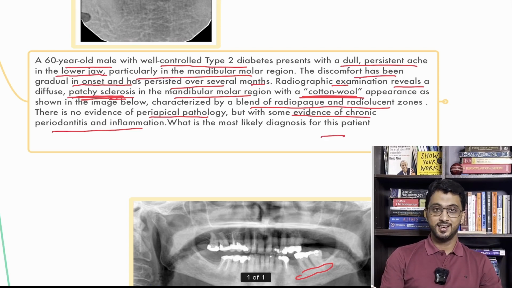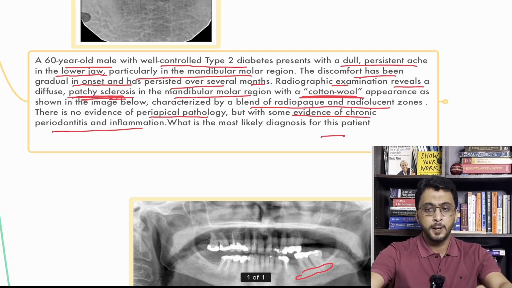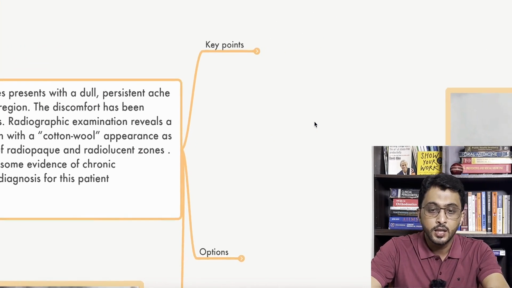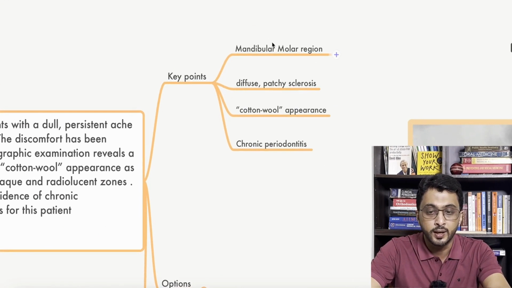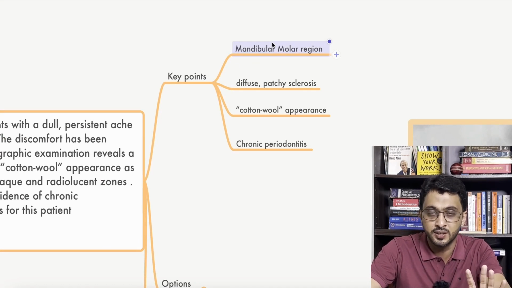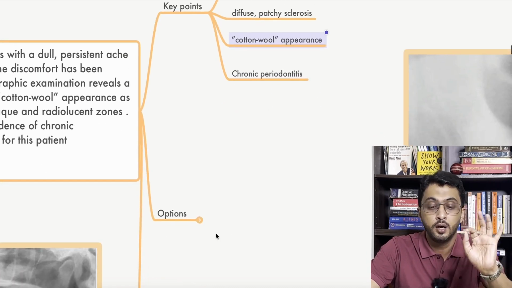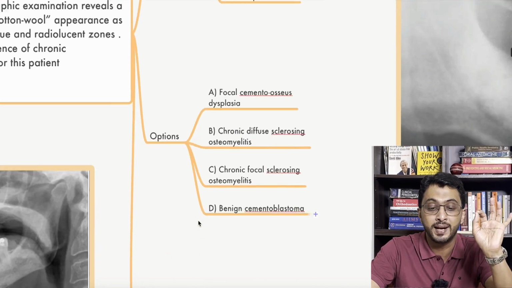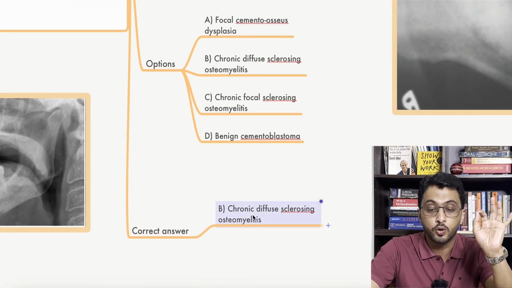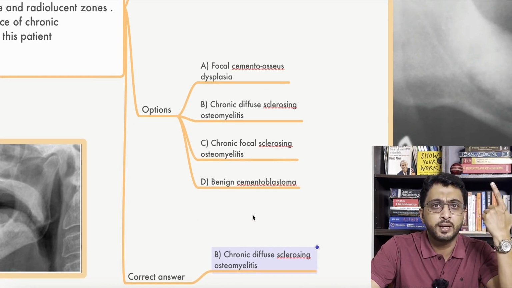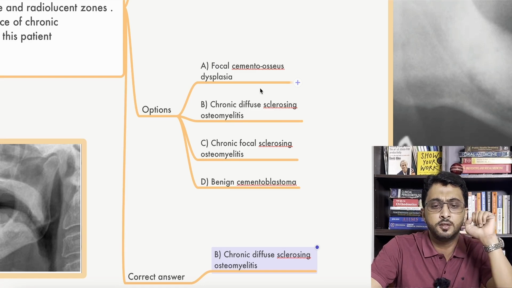So basically I've already told you the answer, but let's come to the options. Now what are the key points you have to note here? Mandibular molar. Though lots of lesions are there, for this particular lesion it has to be mandibular molar. But more importantly, diffuse patchy sclerosis, cotton wool appearance, very typical of chronic focal sclerosing osteomyelitis. Now you don't need to imagine all those cotton wool appearances. Go to the options, see among these which has got it.